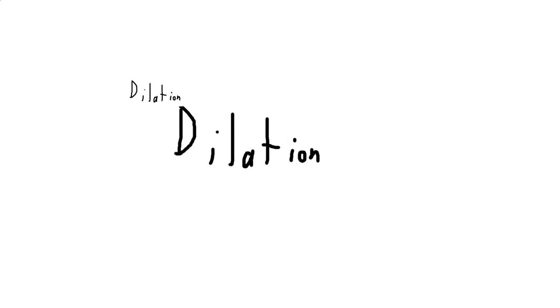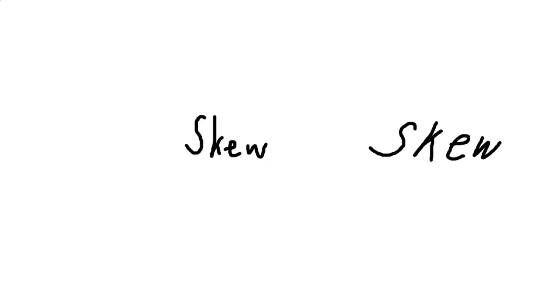A dilation means to scale an object to be larger or smaller by some starting point, where everything in the shape either expands or contracts from that starting point. And finally, a skew, which isn't often discussed but is a type of transformation, describes how something gets squashed or stretched in one dimension while keeping its shape and size in other dimensions.